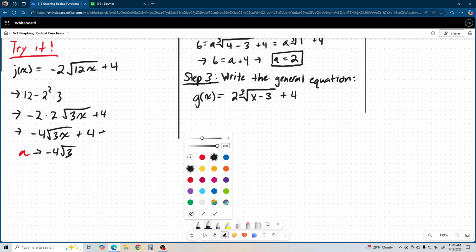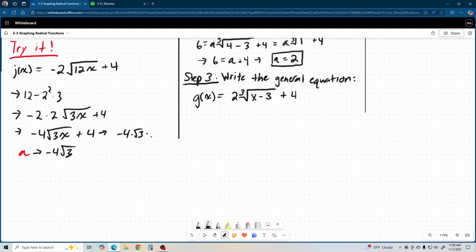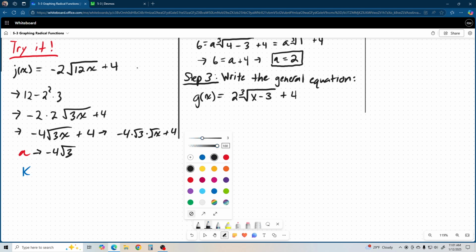If you wanted to break this part down a step more, you could say this is -4 times the square root of 3 times the square root of x, right? Because you can break that down and then just all this plus 4. So you could see how 4 times the square root of 3 is our a value, right? Okay. And in this case, we didn't move it left or right, because there's nothing being added to the x inside the radical. So the only thing left is 4, which in this case is our k value. So our k value just shifts it up 4.